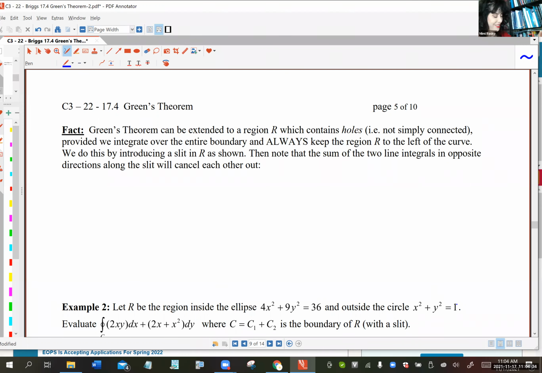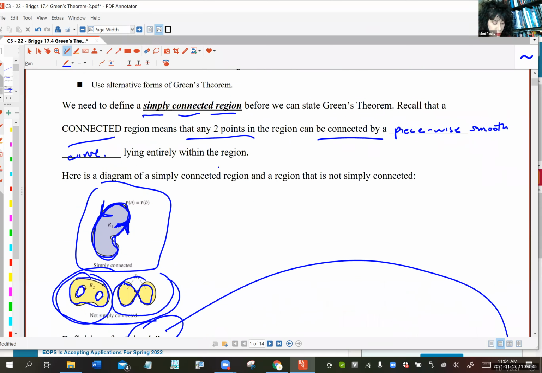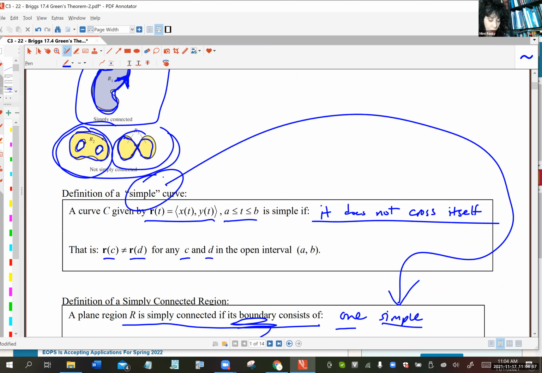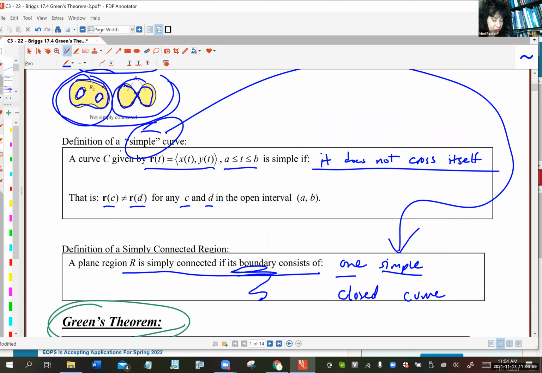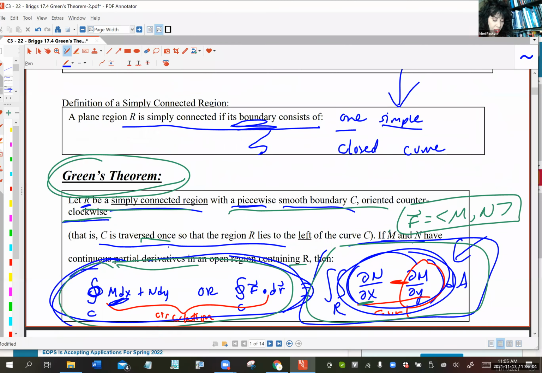Reminds me. Okay. So remember when we did Green's and we had to do some preparatory work where we had to get a few definitions down. One of the definitions involved a simply connected region. We needed a simply connected region for applying Green's. And we needed a simple curve, and we needed to traverse around the region counterclockwise.